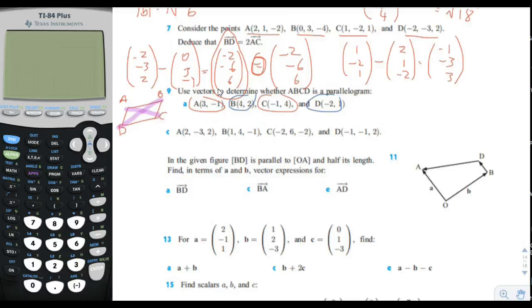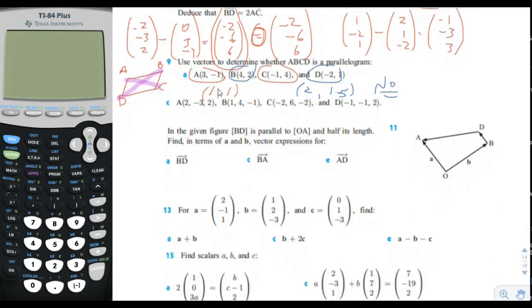So for example, AC, the midpoint would be halfway between 3 and negative 1, which is 0.5, I think. No, it's not. Halfway between 3 and negative 1 is 1. And then halfway between negative 1 and 4 is also 1. Okay. What about between B and D? Halfway between 4 and negative 2 is 2. And halfway between 2 and 1 is 1.5. So, no, not a parallelogram, because the midpoints are not the same.